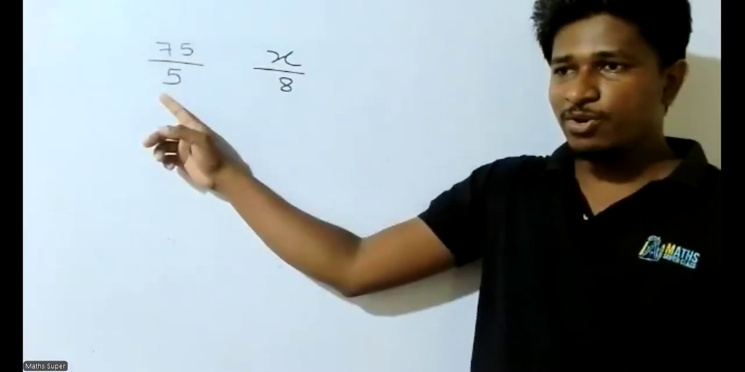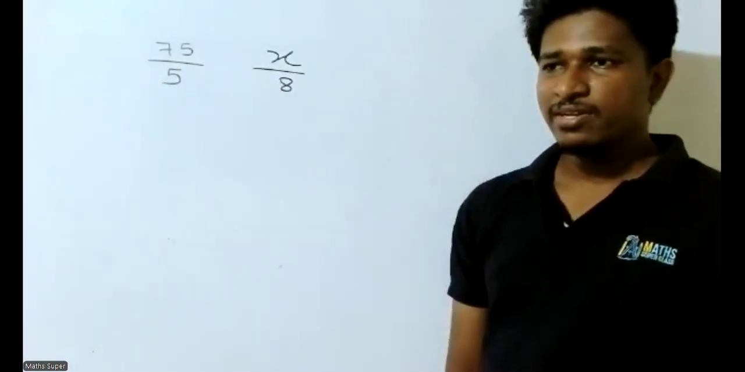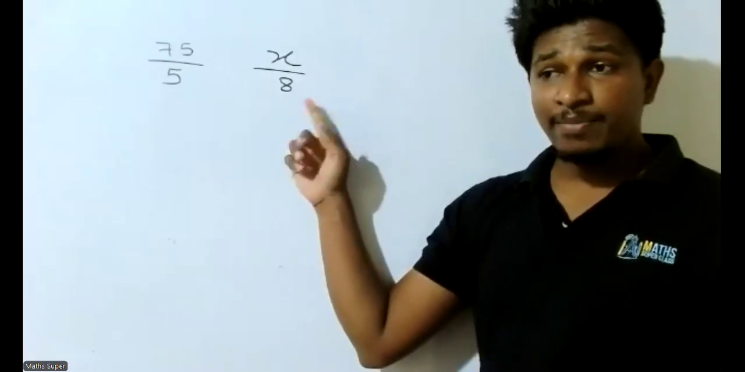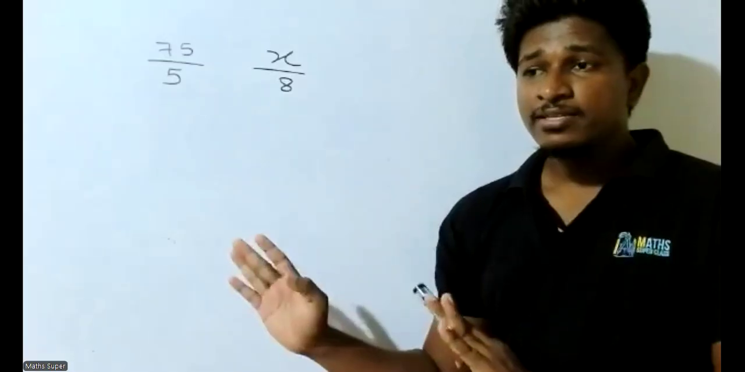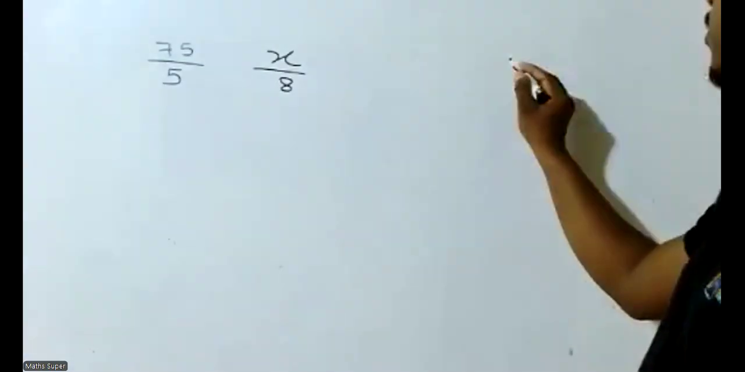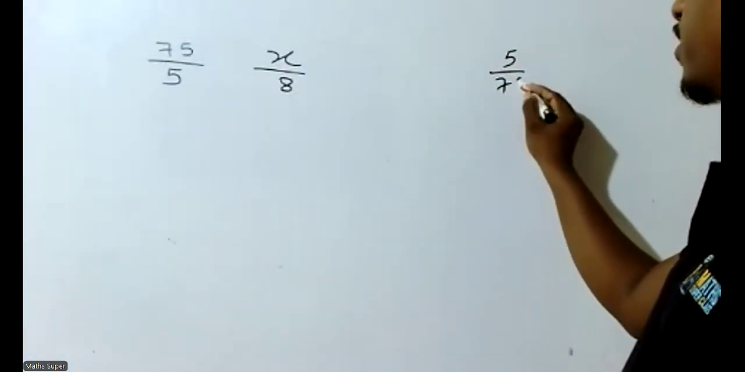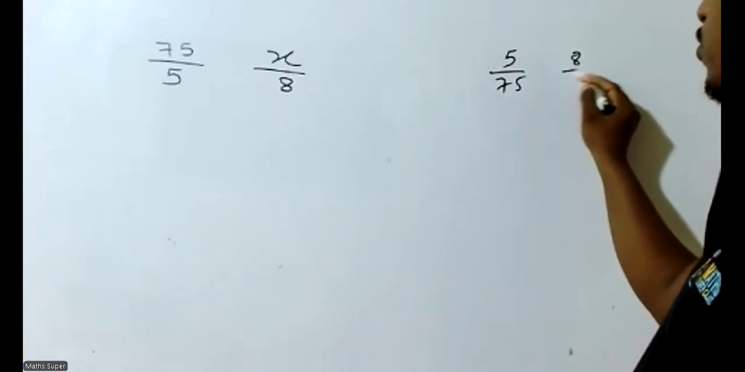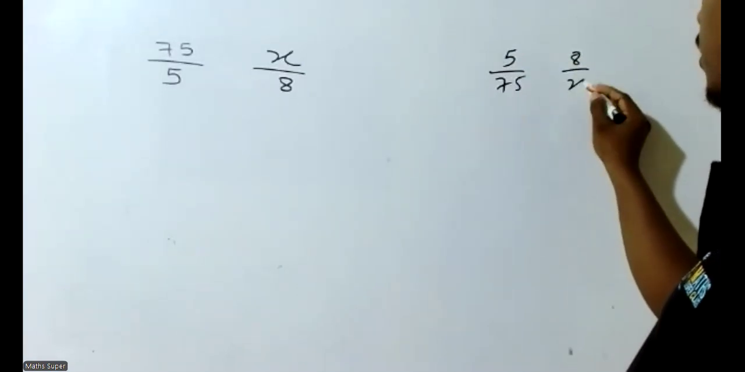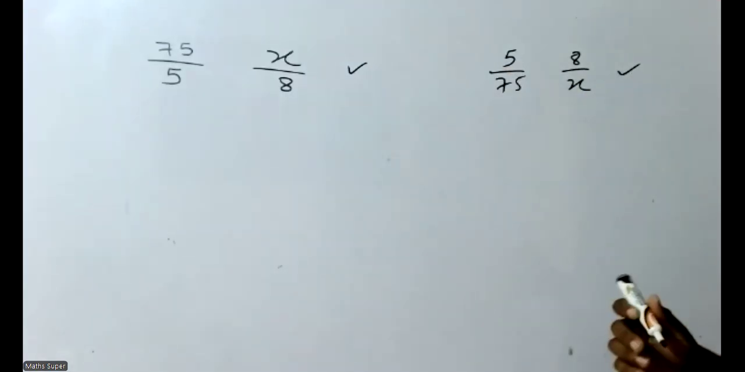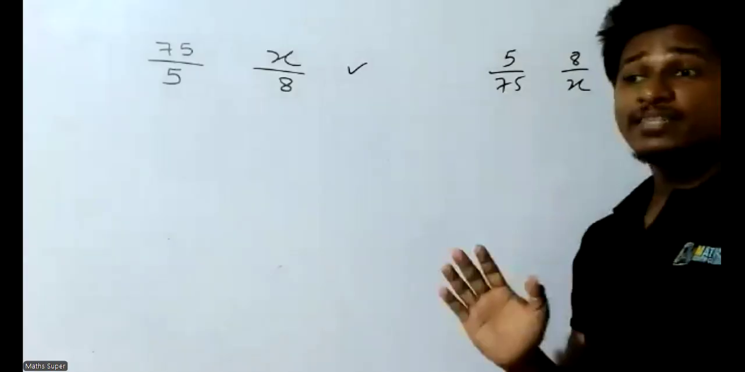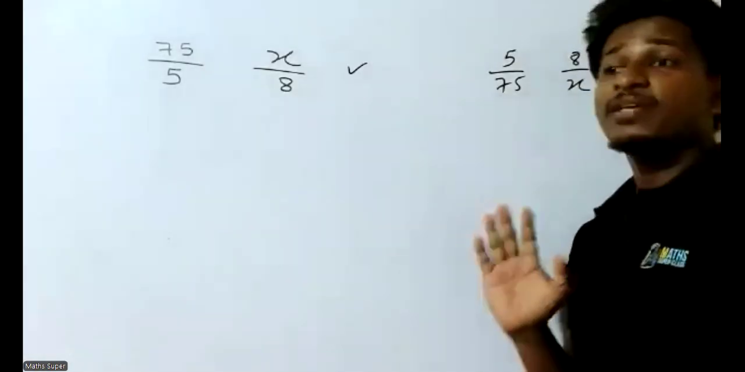Price of 5 mangoes equals 75. Price of 8 mangoes equals X. Can't we write like this? 5 over 75, 8 over X. Sorry. These two, both of these are possible. But please remember that.